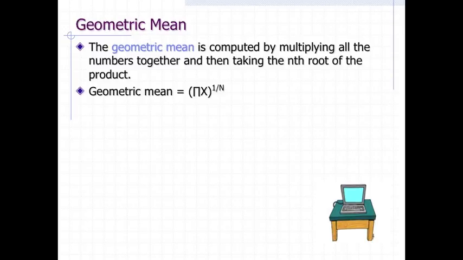The second measure of central tendency we'll explore in this section is the geometric mean. It is computed by multiplying all the numbers together and then taking the nth root of the product. The equation for the geometric mean says to multiply all the values of x, where the pi symbol means to multiply and x means all the numbers in the distribution, and then to raise the result to the 1 over nth power. N is the number of numbers in the distribution. As you probably know, raising a value to the 1 over nth power is the same as taking the nth root of the value.